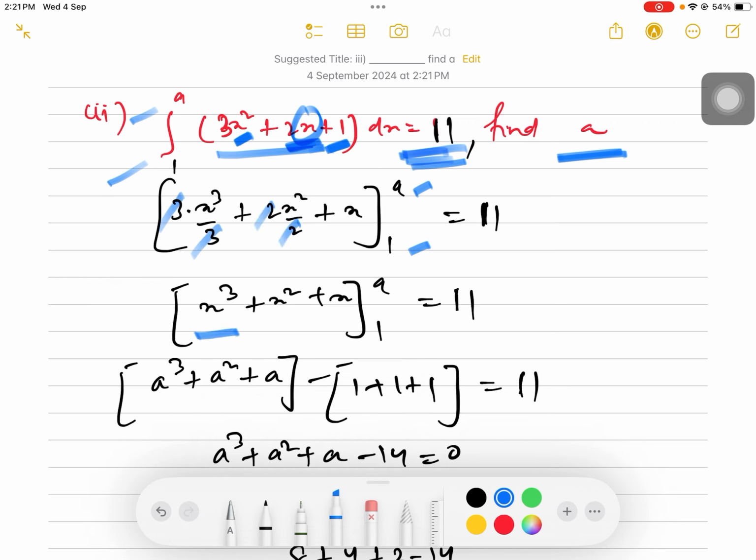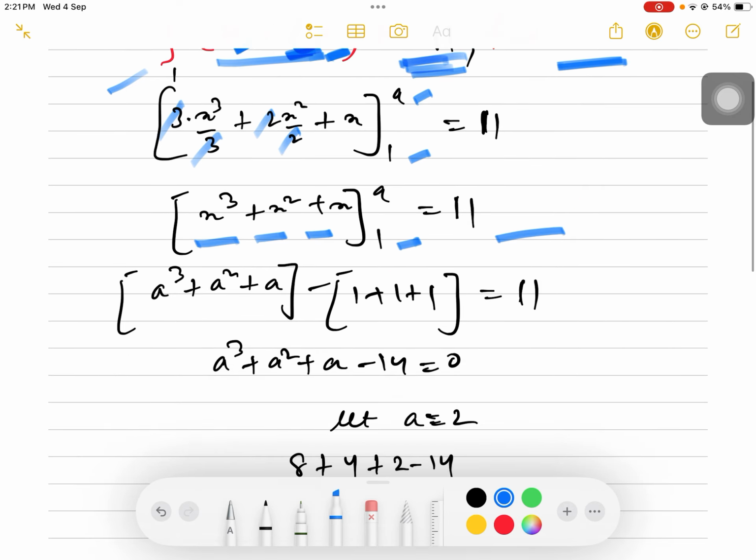So 3 got cancelled here, 2 got cancelled here. What is left? x cube plus x square plus x, with limits 1 to a, equal to 11. Now we will apply the limits. Higher limit is a and lower limit is 1. So instead of x we put a for the higher limit, minus instead of x we put 1 for the lower limit. Higher limit minus lower limit we have to do now.